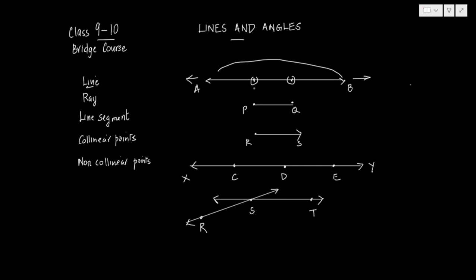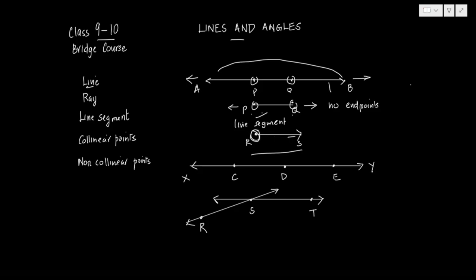But if I take 2 points on the line P and Q and I take them out separately, P and Q have endpoints. P is an endpoint, Q is an endpoint, and they don't continue on either side. So PQ is what is called a line segment. A line segment is a portion of a line which has 2 endpoints. A line does not have any endpoints.